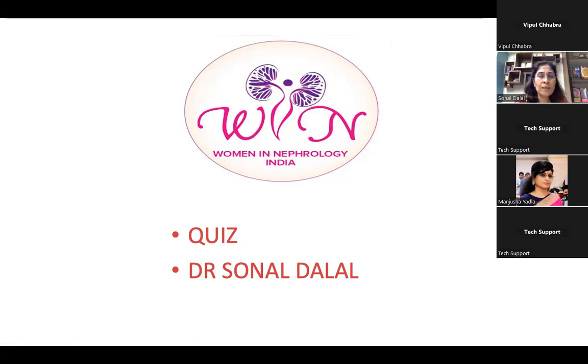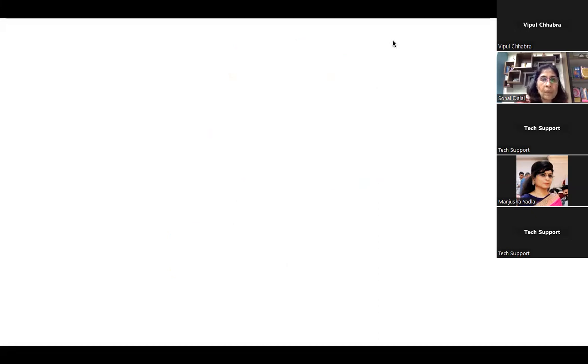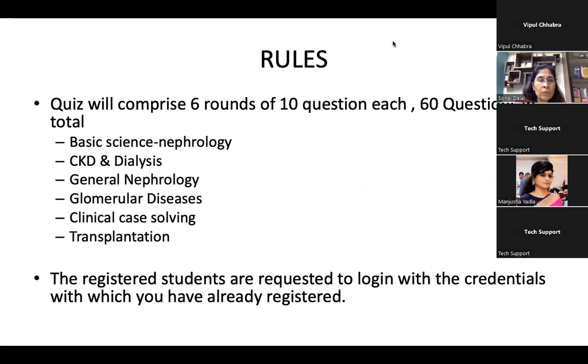Thank you, Dr. Manjusha. Good evening, dear students. Today we will have our annual quiz, which will include all the different aspects of nephrology. The rules of the quiz: it will have 6 rounds with 10 questions each, so there will be a total of 60 questions. The rounds will comprise basic science and nephrology, CKD and dialysis, general nephrology, glomerular disease, one round on clinical case solving, and the final round on transplant.